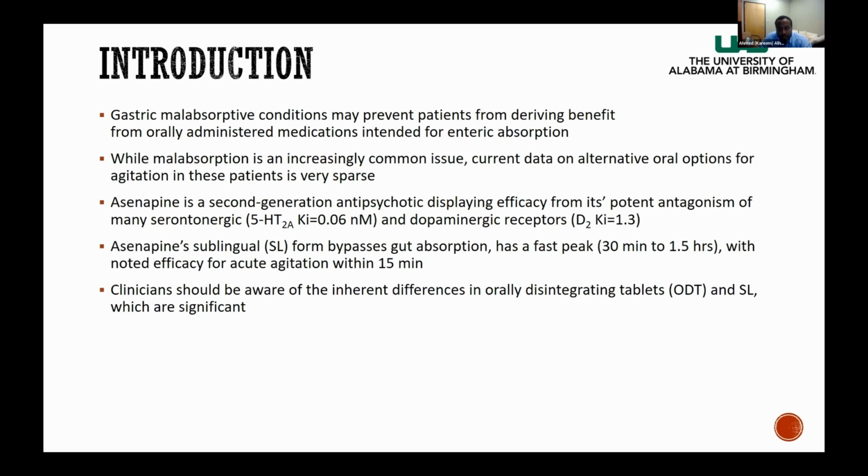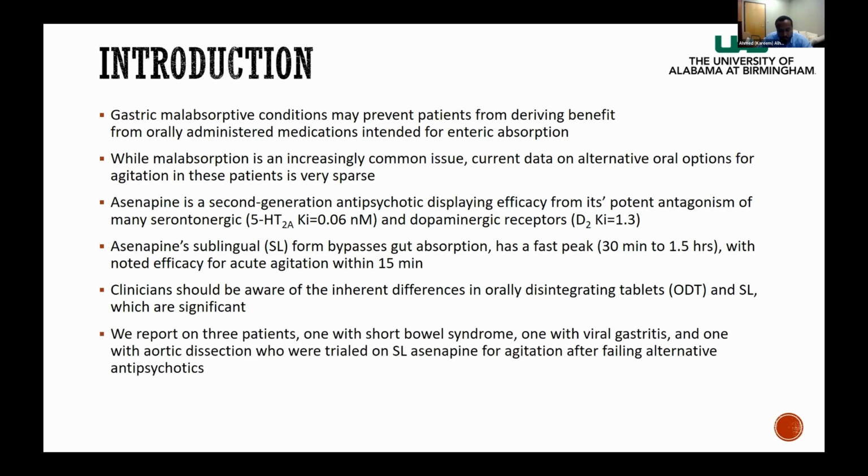One important thing that I want to make sure that I explain or differentiate: we have the oral disintegrating tablets and we have the sublingual form. We have antipsychotics or other psychotropics in ODT form, or oral disintegrating tablets. For those tablets, when the patient puts them in their mouth, they dissolve and you need to swallow them. For the sublingual one, you just put the pill under your tongue and you should not swallow it. So that's why the ODTs, although they dissolve, still need to go through some sort of gut absorption.